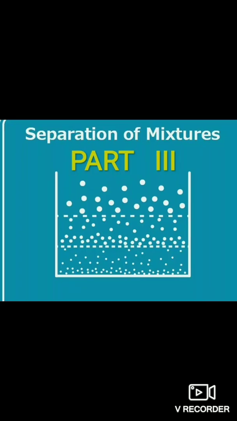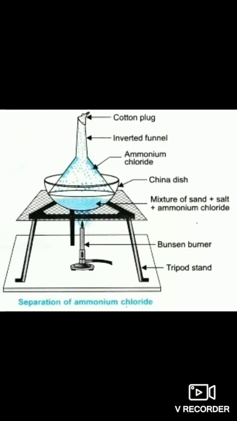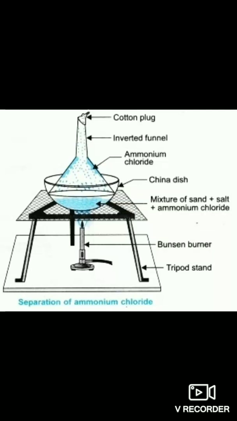Now let's start with the process of separating a mixture of ammonium chloride and common salt. In this process, we need an evaporating dish, a funnel, a wire gauze, a tripod stand, common salt and ammonium chloride, cotton wool and a Bunsen burner. All of these you will get in your chemistry lab. Though you are not allowed to do this practical in class 6, I am still going to tell you by explaining this process as diagrammatically shown in the book.